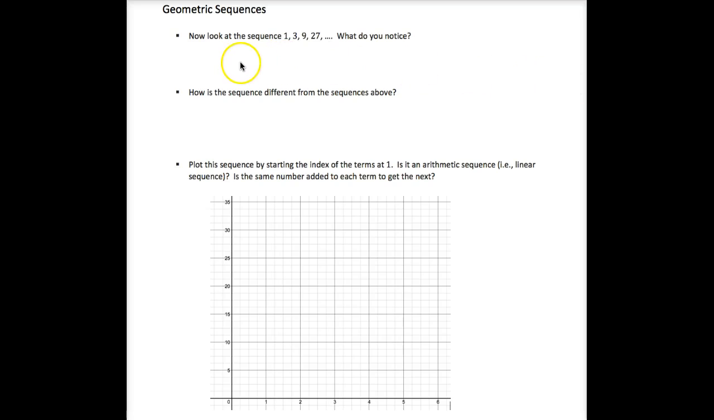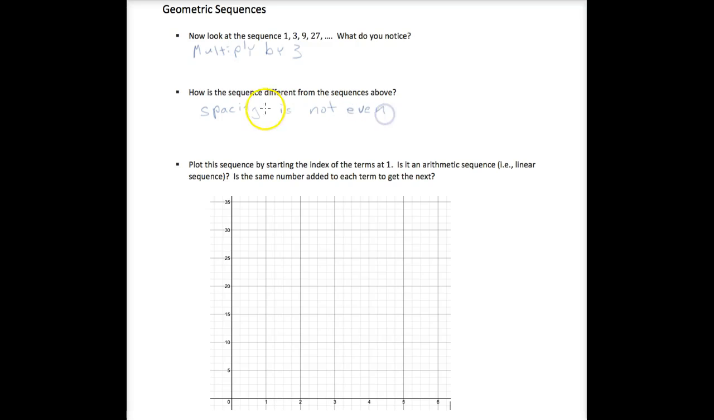Now look at this sequence: 1, 3, 9, 27. What do you notice? What I'm hoping you notice more than anything is that this is multiplying by 3. Now we're not adding, but we're multiplying. I can do this, multiply by 3. And that makes it different, because the spacing is not even.